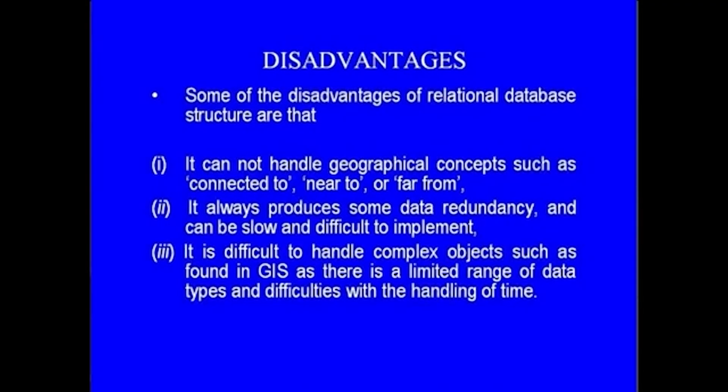Some of the disadvantages of relational database are that it cannot handle geographical concepts such as connected to, near to, or far from. It always produces some data redundancy and can be slow and difficult to implement. It is difficult to handle complex objects such as found in GIS, as there is a limitation on the range of data types, and difficulties with the handling of time.